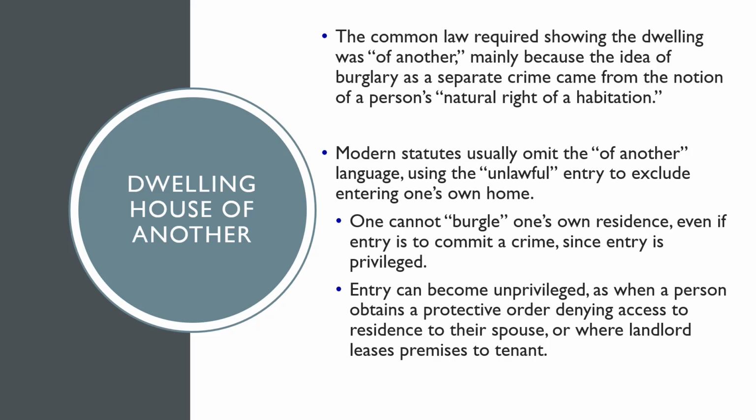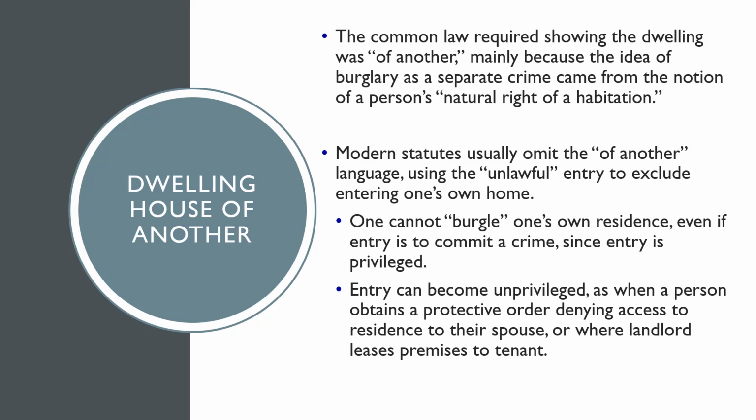Entry can become unprivileged, though, and here's where that dwelling house of another can be an issue, is if there's a protective order. So let's suppose that a spouse gets a 50B in North Carolina, which is an order for another person not to come within a distance of them against their spouse because their spouse is committing abuse. At that point, the spouse goes to the house that they own with the wife or the husband, and they enter the house. They break, they turn the handle, and they enter the house. Now, it's not of another because it's their house, but they're not allowed to go in the house.